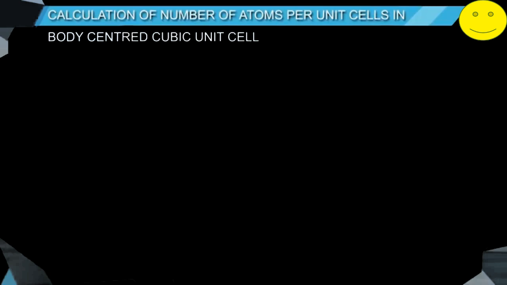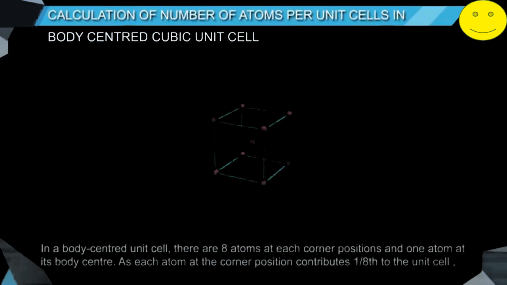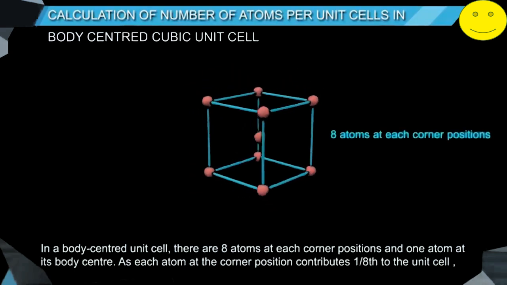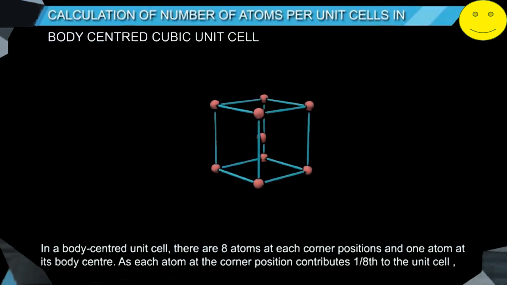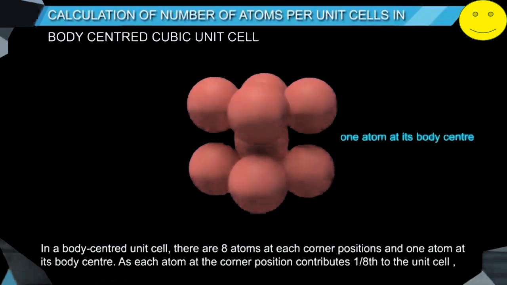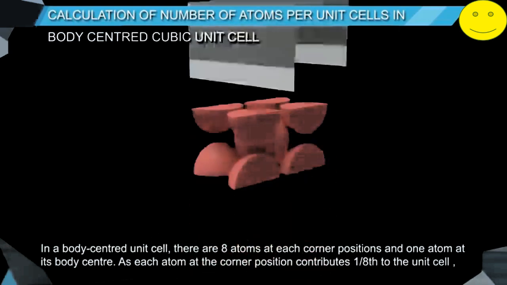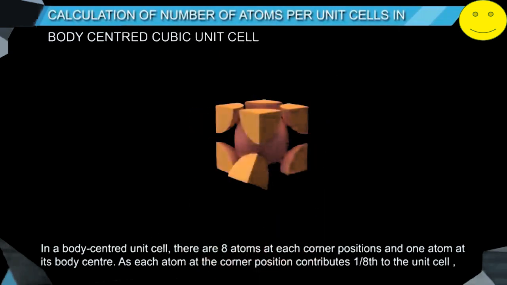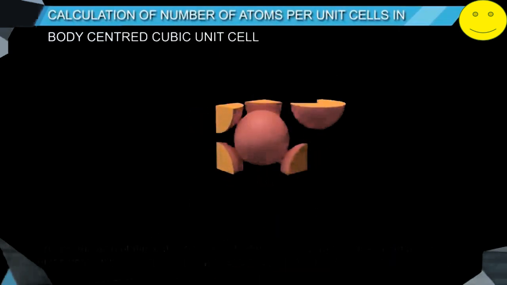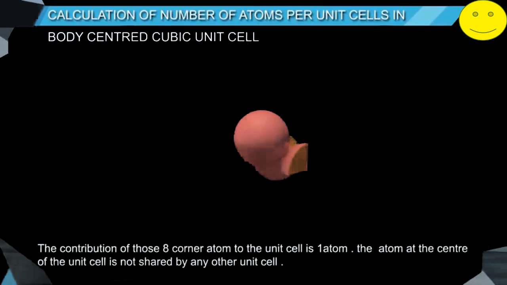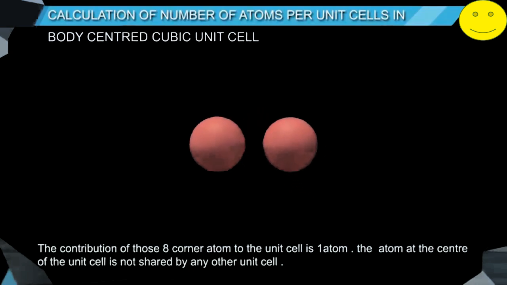Calculation of number of atoms per unit cell in body-centered cubic unit cell. In body-centered unit cell, there are 8 corners with an atom at each corner position and 1 atom at its body center. As each atom at the corner position contributes 1/8 to the unit cell, the contribution of those 8 corner atoms to the unit cell is 1 atom.